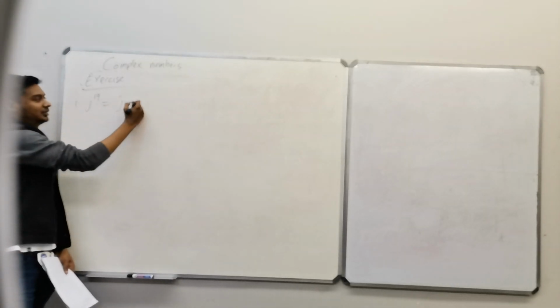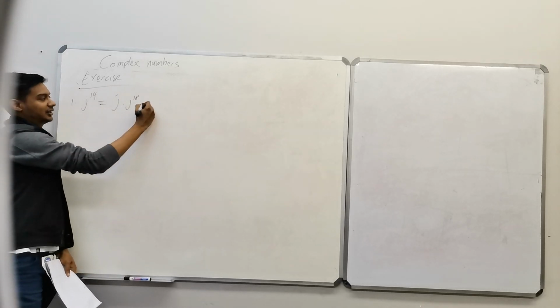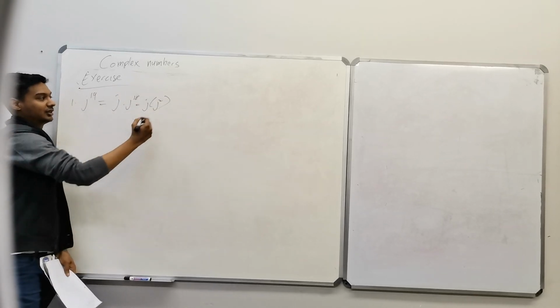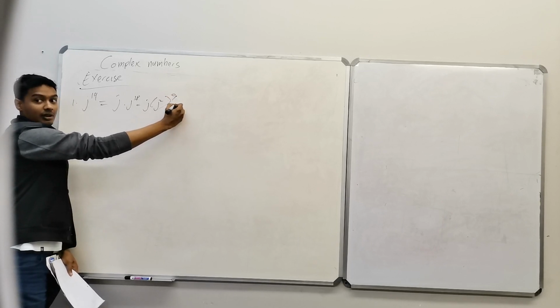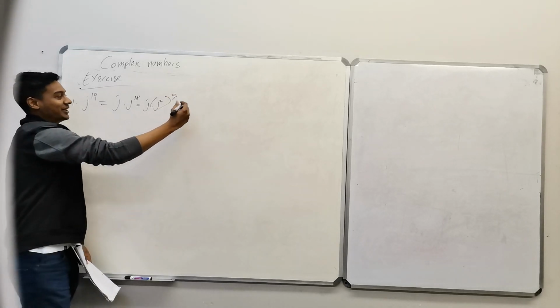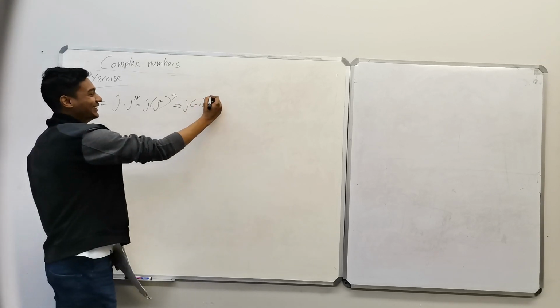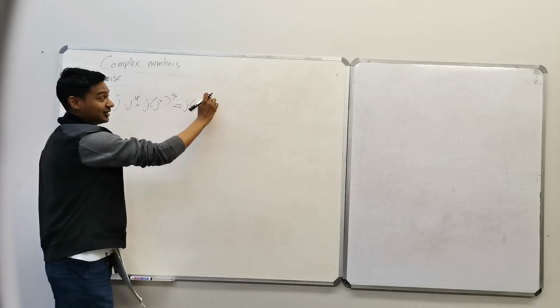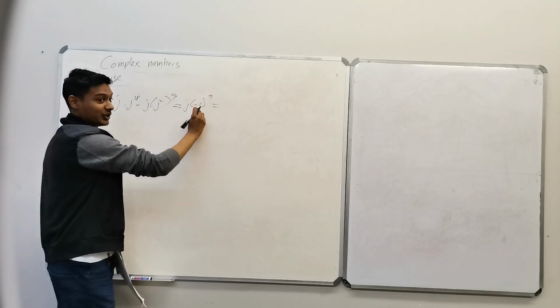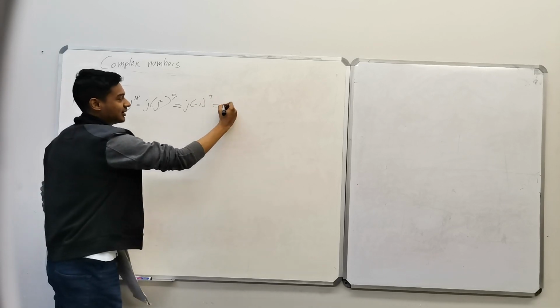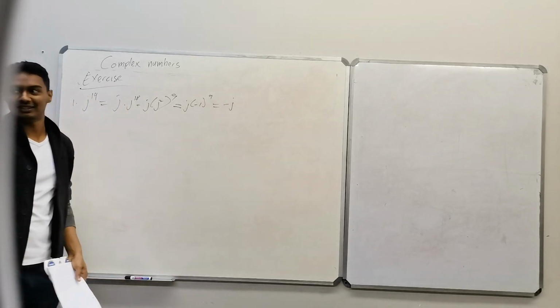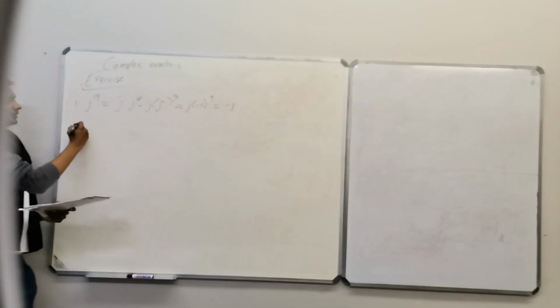Only if you divide by the denominator. Right, this is j times j, j squared, which is negative 1. This is an odd number, so what will negative 1 be? Minus, and you get minus j. Okay, that's good. Next one.